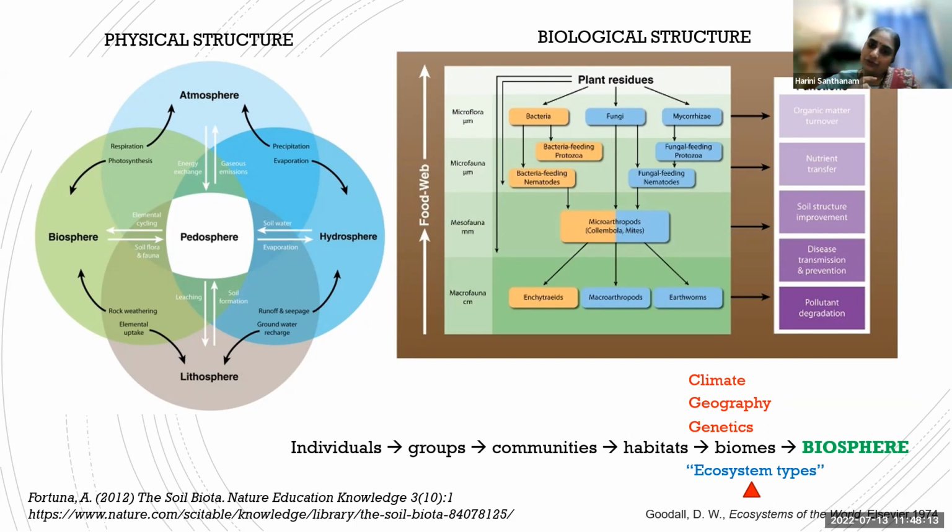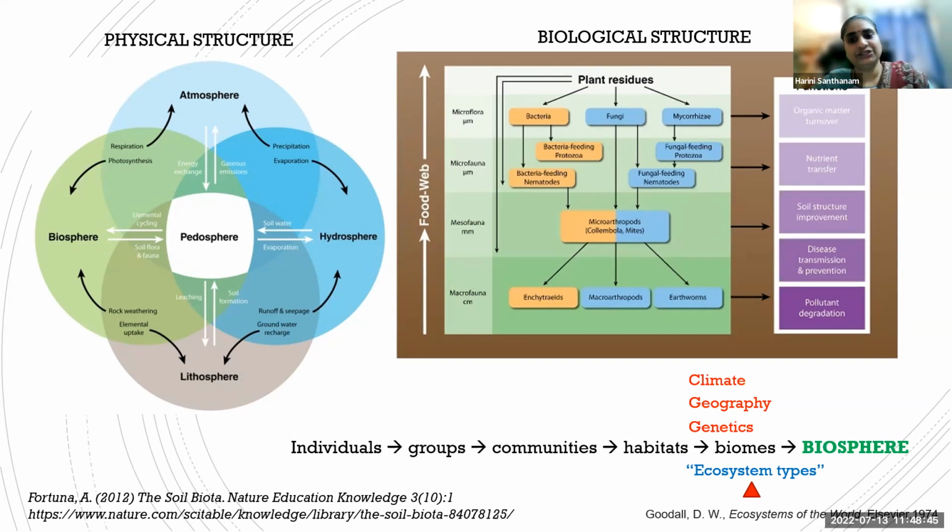We see that the flora and the faunal assemblages interact with each other through what is known as the food web, each feeding the other, and each becoming a source for one specific function for this pedospheric ecosystem. What are the functions? We can see at the very microflora level, the function is to give organic matter turnover. So what is the basis from which this organic matter is generated at a microflora level? That is from the plant residues.